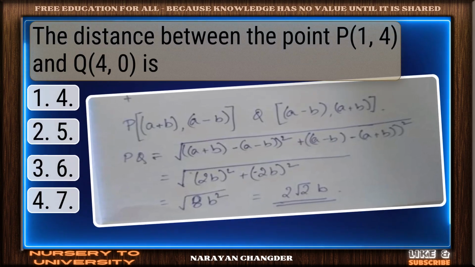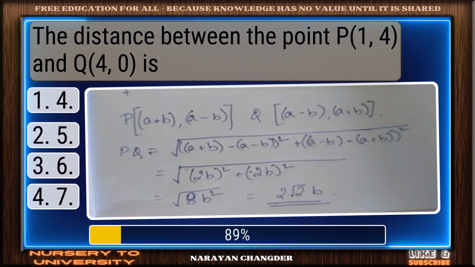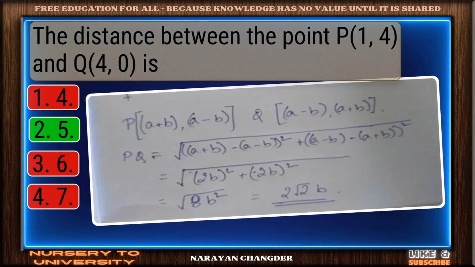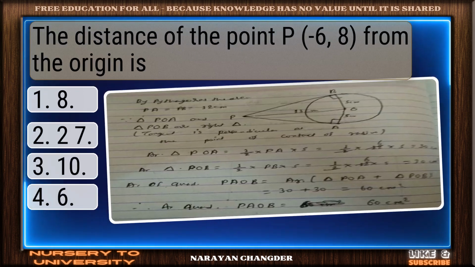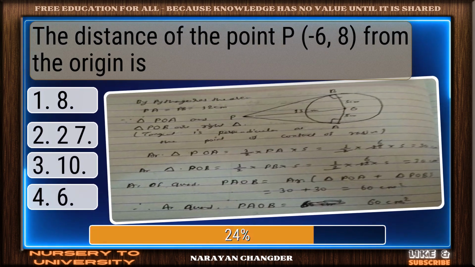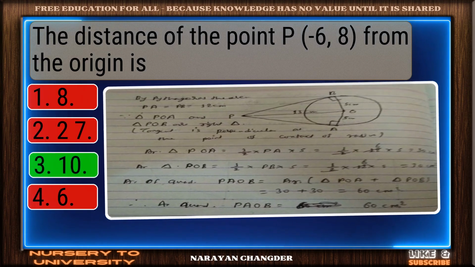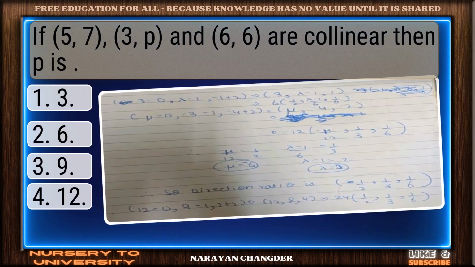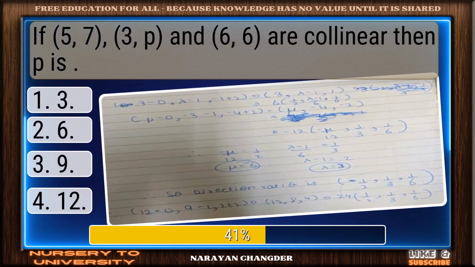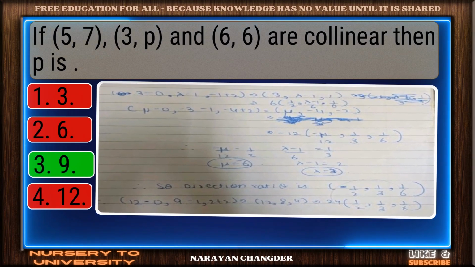The distance between the point P and Q is. Sharp thinking. 5 is right. The distance of the point P from the origin is. Nicely done. 10 is solid. If the points are collinear, then P is. Good thinking. 9 is right.